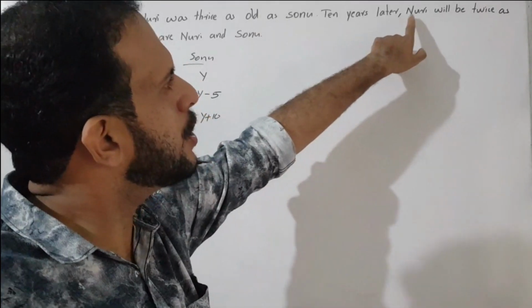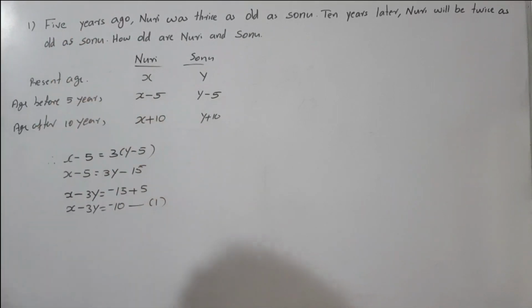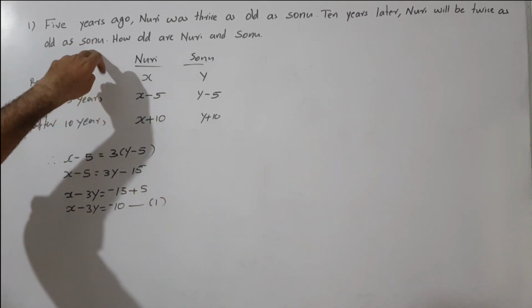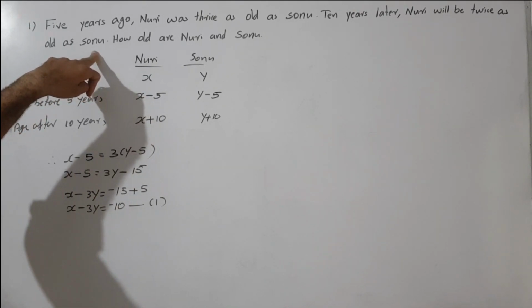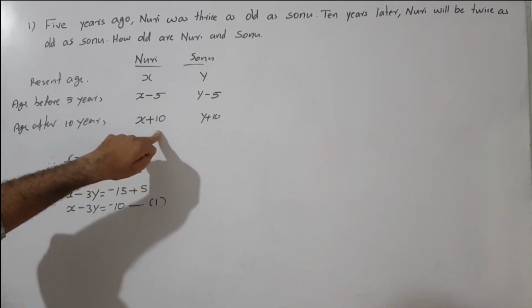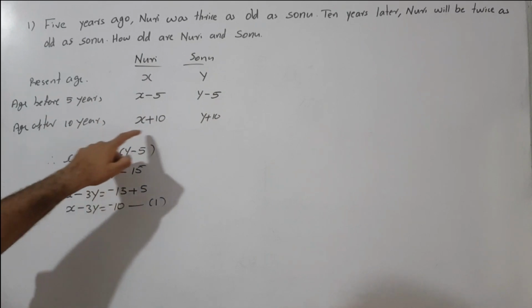What is the condition? Nuri's age will be twice as old as Sonu's, right? So after 10 years, what will Nuri's age be? It will be twice Sonu's age after 10 years. Then what is the age after 10 years? Nuri's age after 10 years is x plus 10. Sonu's age after 10 years is y plus 10.